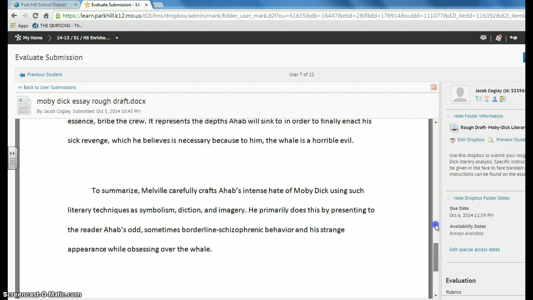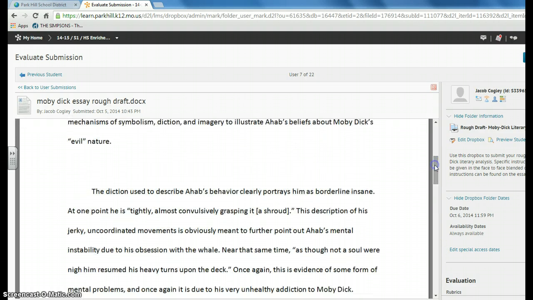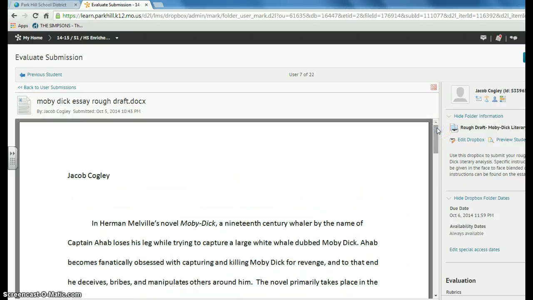I will be looking for a works cited page as well. The works cited can be found in the example that I have posted up on D2L.